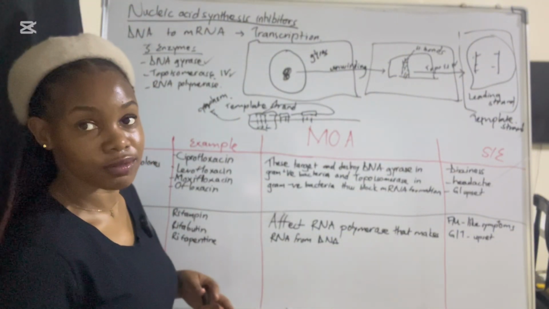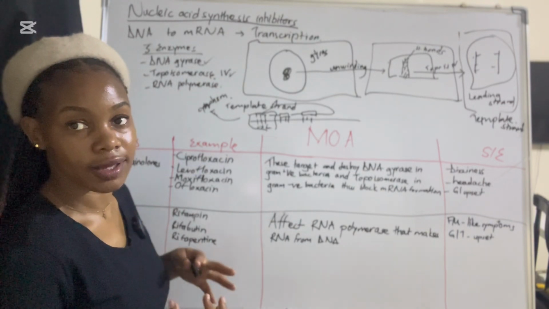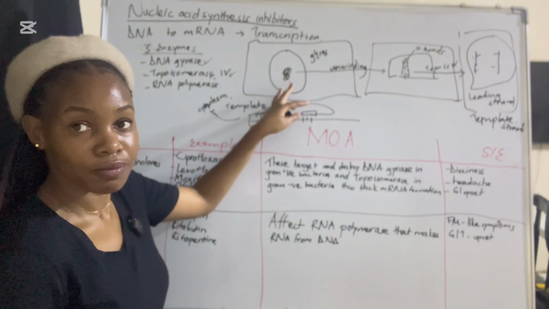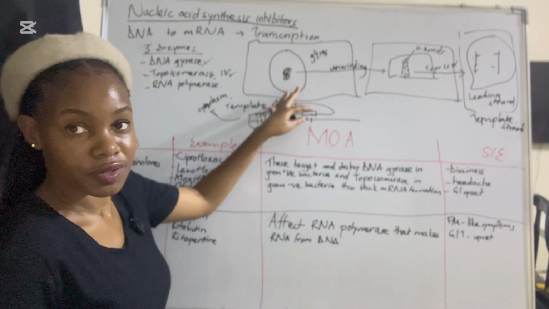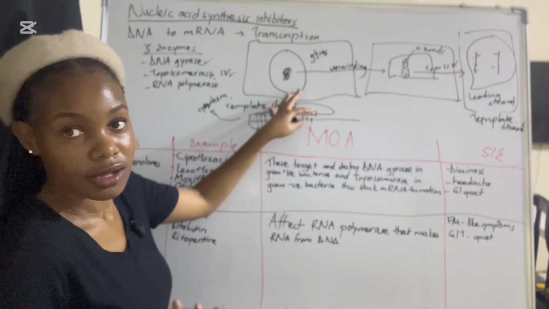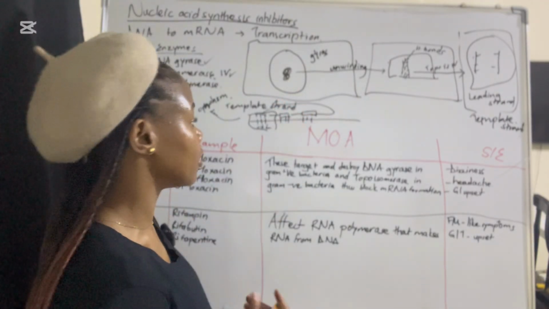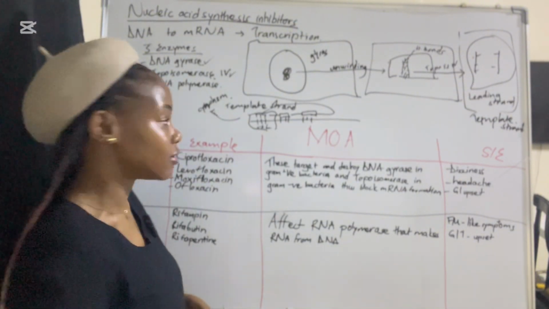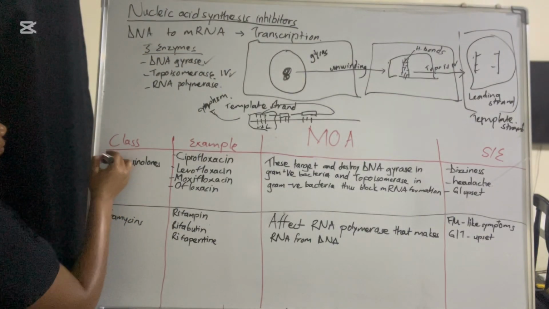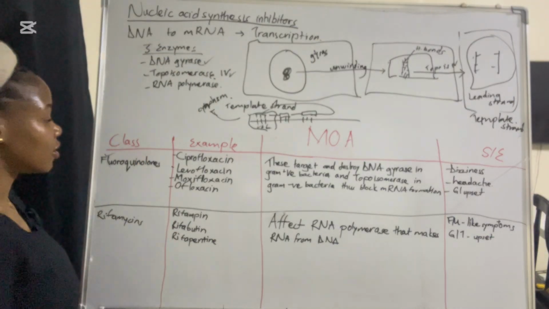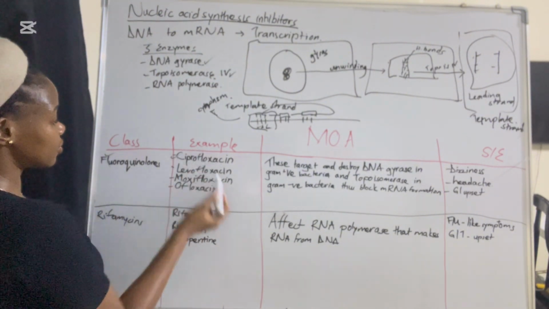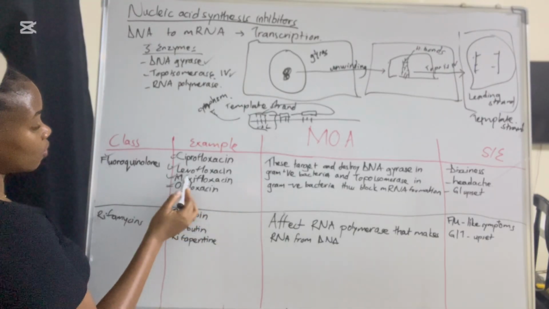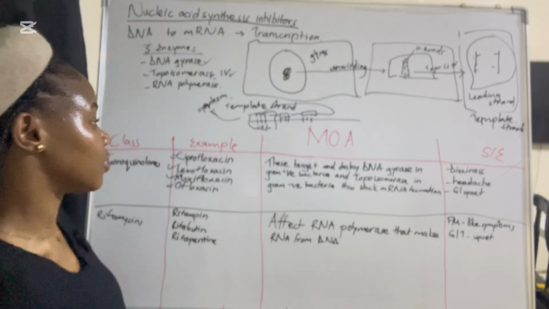So now let's look at the classes of drugs responsible for inhibition of nucleic acid synthesis. The process that we have just talked about is the one that is responsible for producing the nucleic acid, the DNA and RNA, but specifically the RNA. Now, the classes of drugs, there are two. We have the fluoroquinolones and rifamycins. Let's start with the fluoroquinolones. For the fluoroquinolones, the examples we have are ciprofloxacin, levofloxacin, moxifloxacin and ofloxacin. What is the mechanism of action?